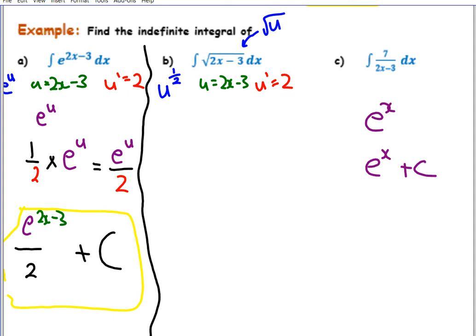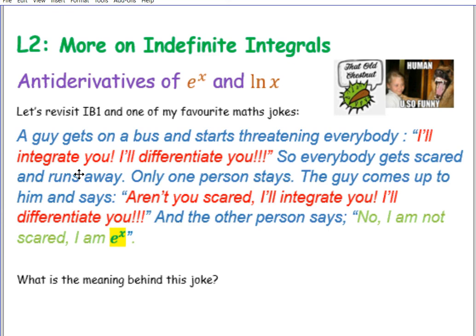Remember the joke? I'll show you the joke thing that I'm going on about. Remember this one? The guy gets on the bus. I'll integrate you. I'll differentiate you. He gets scared. He read the joke out loud, and you laughed.